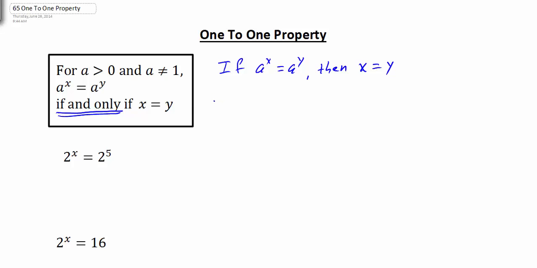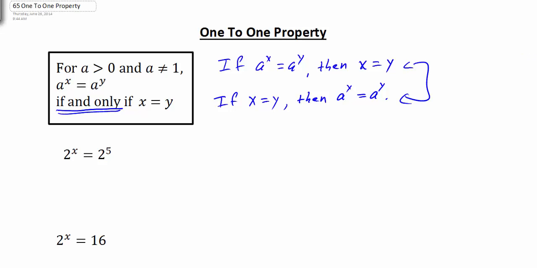which means if x equals y, then a to the x equals a to the y. So to save you from writing this statement both ways, forwards and backwards, we can simply use this if and only if, and that means we could prove this either way. If we know a to the x equals a to the y, then we know x must equal y. Or if we know that x equals y, then a to the x will equal a to the y.